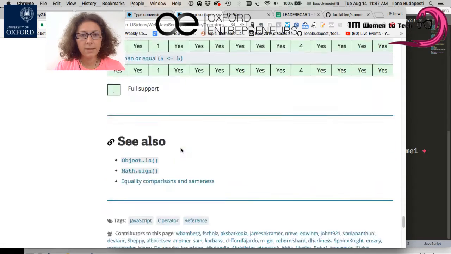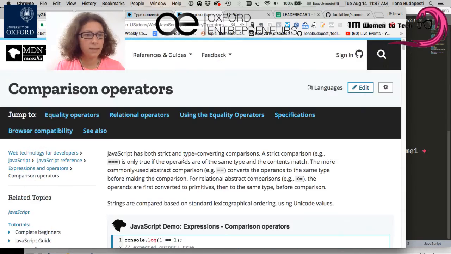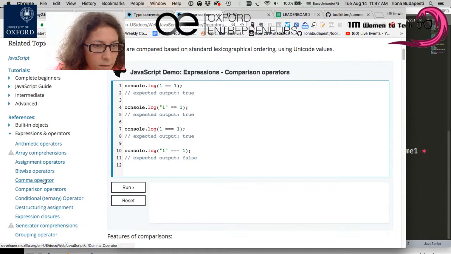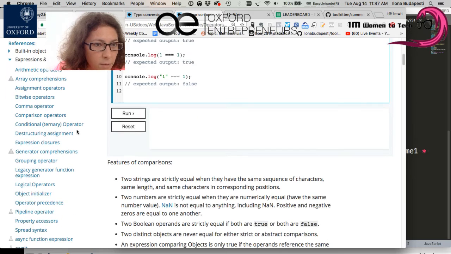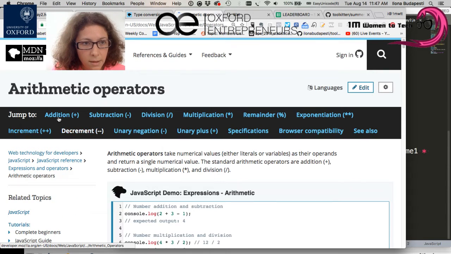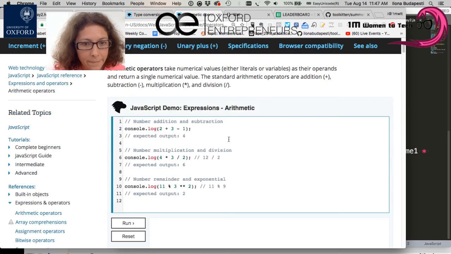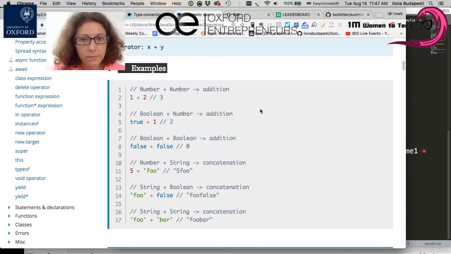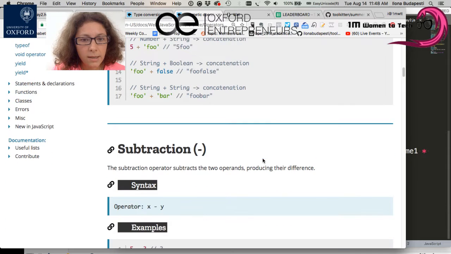It doesn't give us the plus signs yet. So built-in. And then here are the operators, arithmetic operators, I think, is what we're looking for, right? Addition. Boolean and number, Boolean. Number and string concatenates.